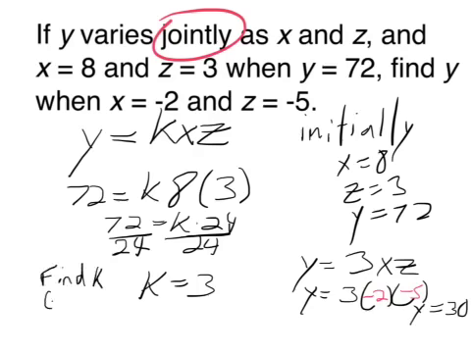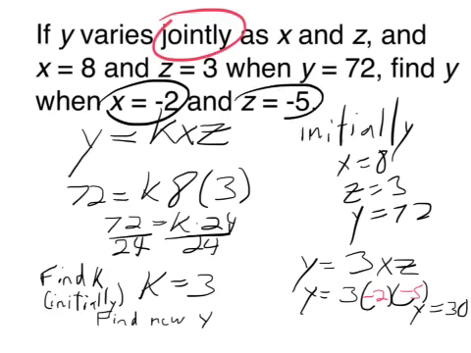using the initial conditions that they give you. And once you find k, then you can find your new y given the conditions they want you to work with now, namely x equal negative 2 and z equal negative 5.